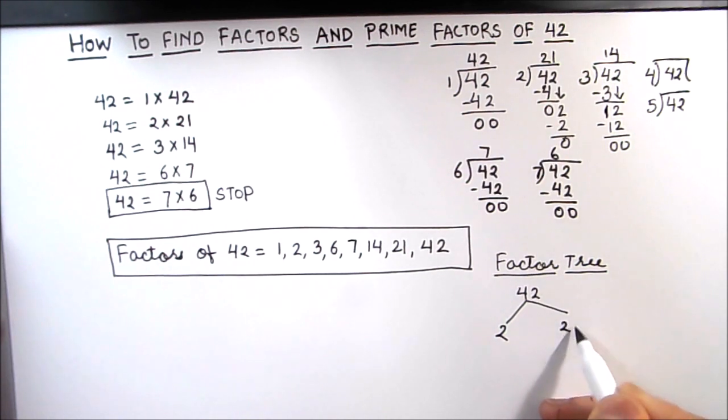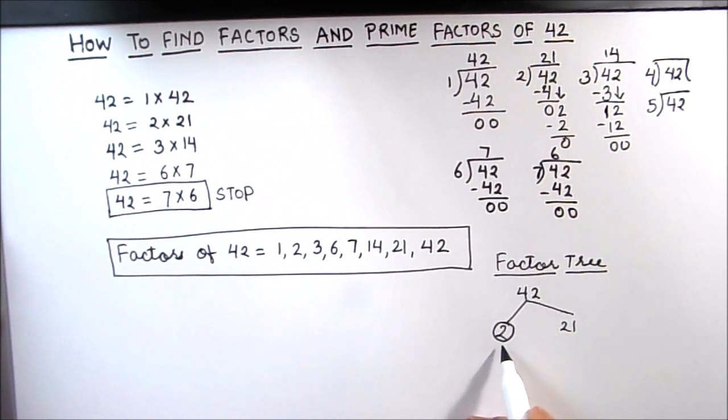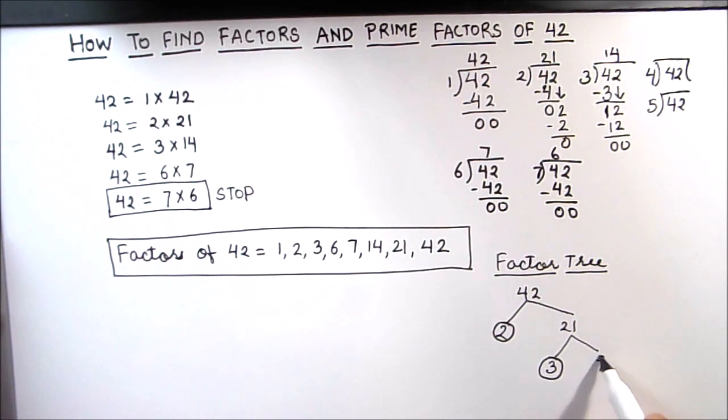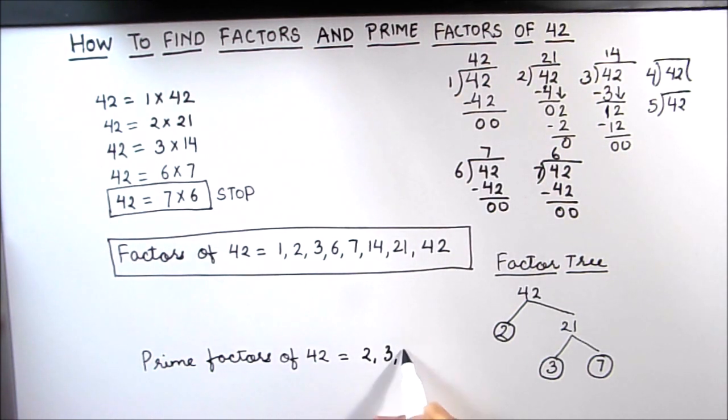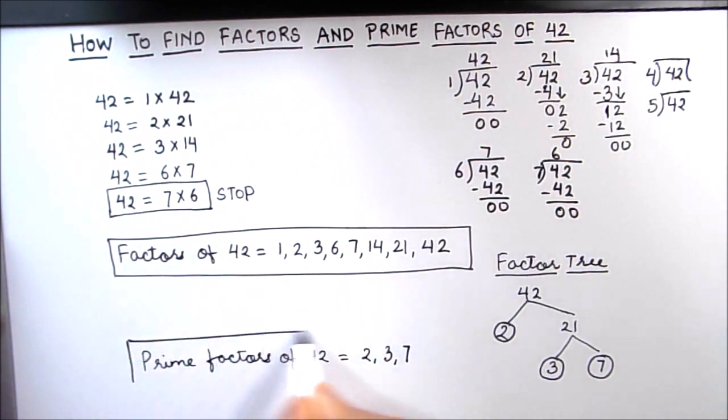So 2 times 21. And in the factor tree, whenever the number is prime, we need to circle that number. So here 2 is a prime number, so we circle it. And 21 can be written as the product of two numbers as 3 times 7. So now we see that 3 is also a prime number, so we'll circle that, and 7 is also a prime number. As we got all the prime numbers, we are going to stop. So all the circled numbers are the prime factors of 42. So prime factors of 42 are 2, 3 and 7.